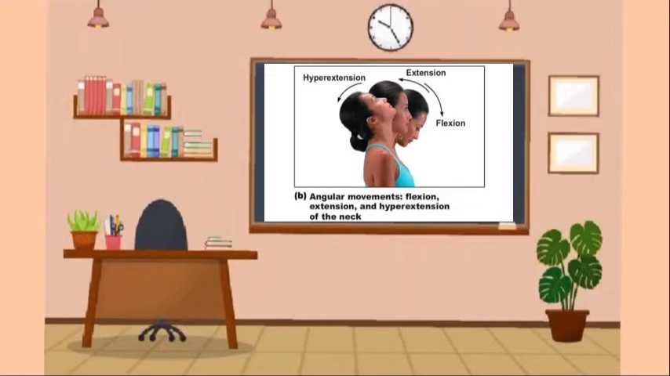Now, if you decrease this angle by looking downward, this is technically considered flexion because we're decreasing the angle at a joint. If you go back to normal anatomical position, that would be extension because now you're increasing the angle at that joint. If you go even beyond the normal anatomical position, that would be hyperextension. So you actually can hyperextend the head, the neck, by looking up.